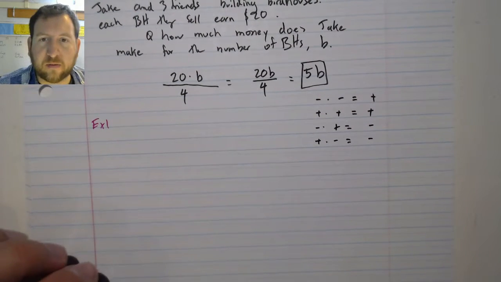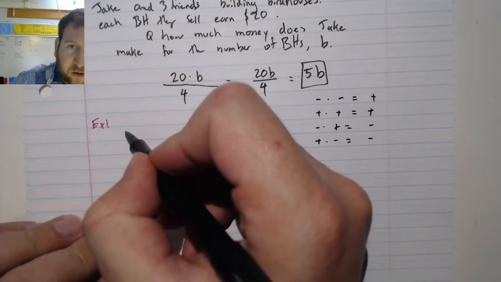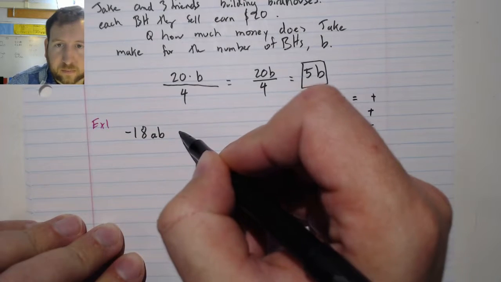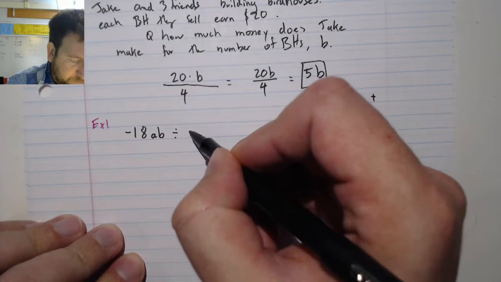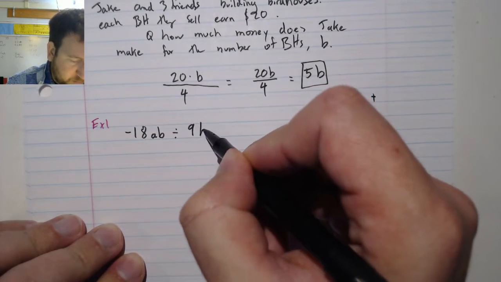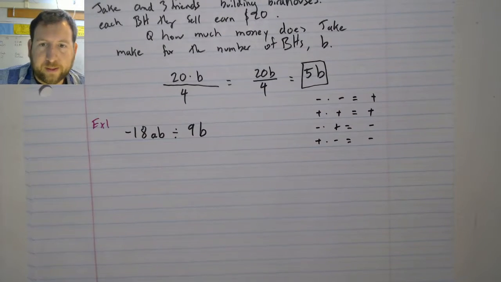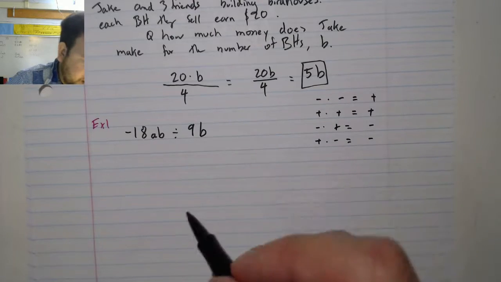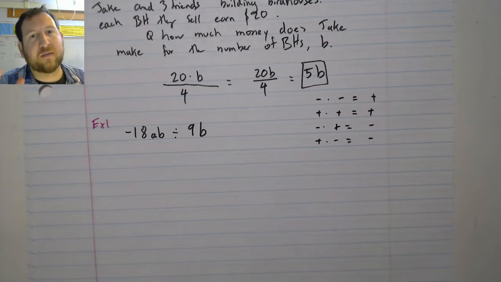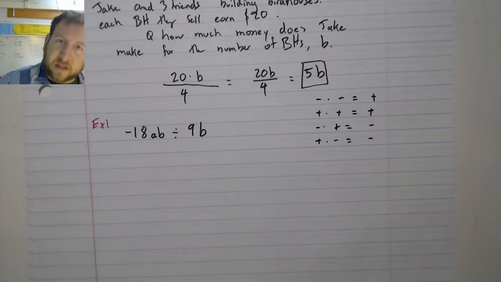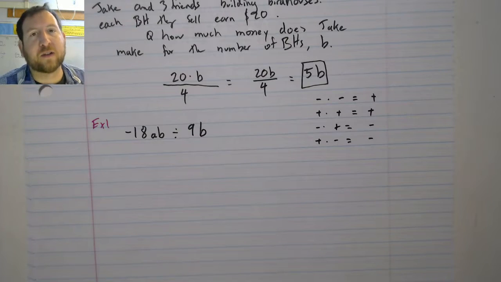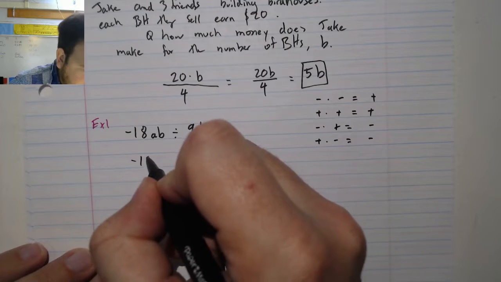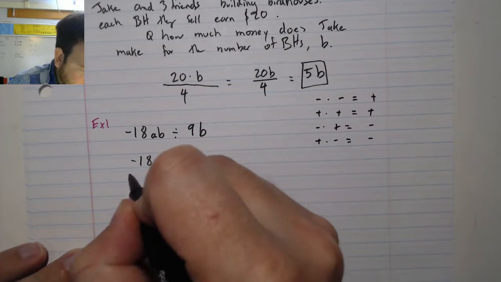So we're going to simplify this. And our equation here is negative 18ab divided by 9b. All right, so let's take a look. Let's simplify this out. And I don't like using this division sign. I like to write it with a big line over it because it looks more like a fraction and it's much easier for me to understand what I'm doing. So I'm going to write negative 18ab over 9b.